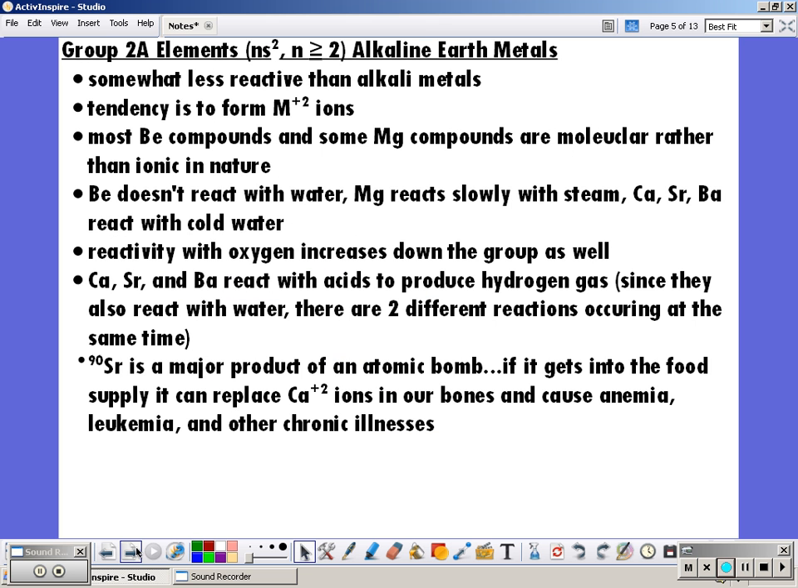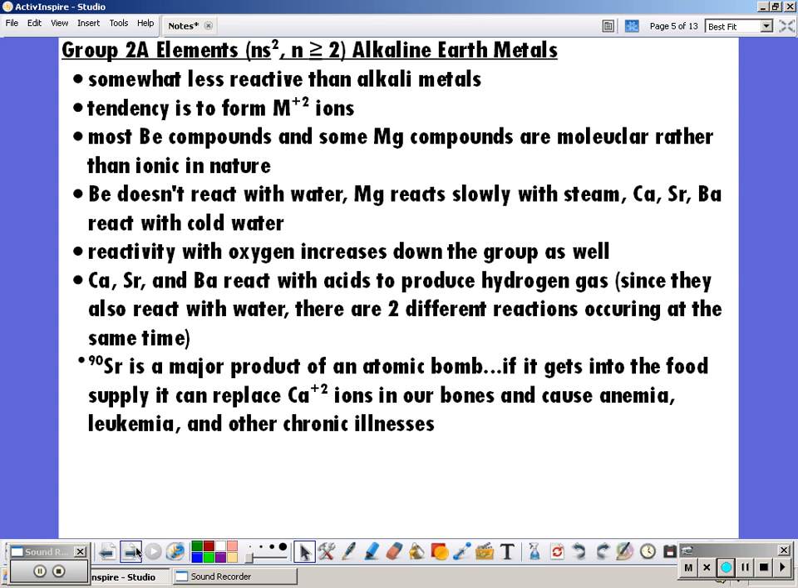Group 2 elements are your alkaline earth metals. They're somewhat less reactive than alkali metals, but more reactive than your transition metals. They have a tendency to form a +2 ion, so they're losing their 2 valence electrons. Most beryllium compounds and some magnesium compounds are actually molecular rather than ionic in nature, and that's due to electronegativity values. Beryllium doesn't react with water.